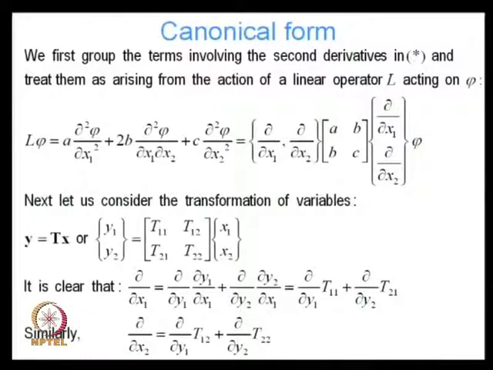And what is del y1 del x1? That is nothing but T11 from this equation, right, because this equation gives me y1 equal to T11 x1 plus T12 x2. So, del y1 del x1 equal to T11, del y2 del x1 is equal to T21, right. So, that gives me del del x1 in terms of del del y1 del del y2. Similarly, I can get del del x2 in terms of del del y1 del del y2, right.